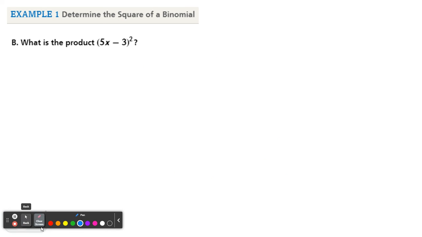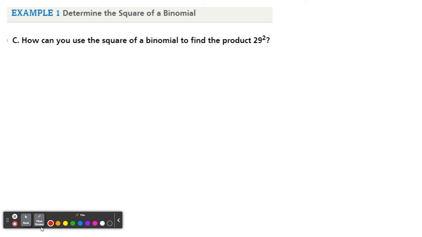Okay, one more of these. So now we're going to continue the theme of using it for numbers, right? So now how can we use the square of a binomial to find the product of 29 squared? So we can think of 29 as 30 minus 1. You could think of 29 as anything, right? If you know what 25 is, you could think of 25 plus 4. You can think of 20 plus 9. But 30 minus 1 is the closest. So instead of writing it as 29 squared, let's think of it as 30 minus 1 squared.